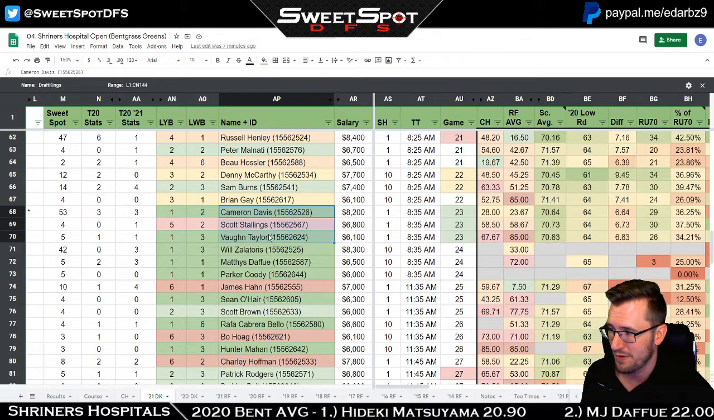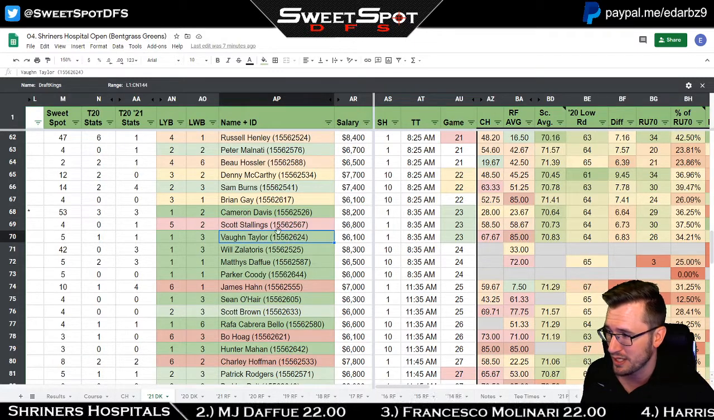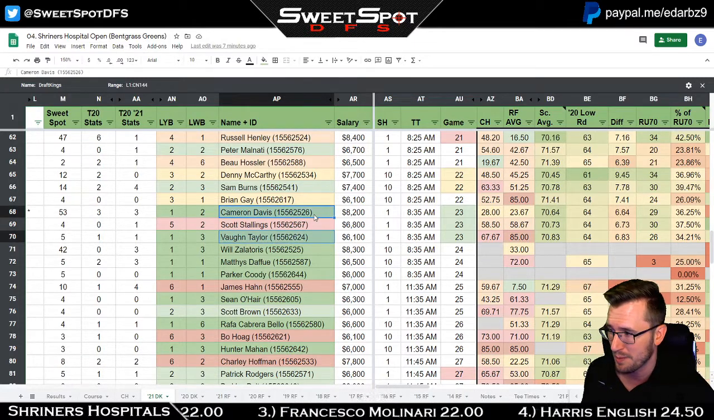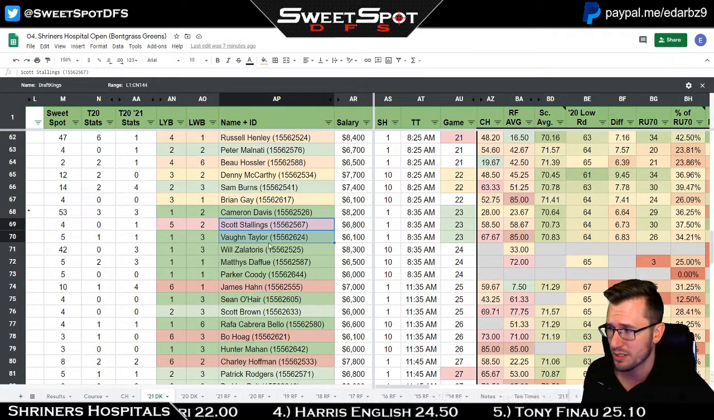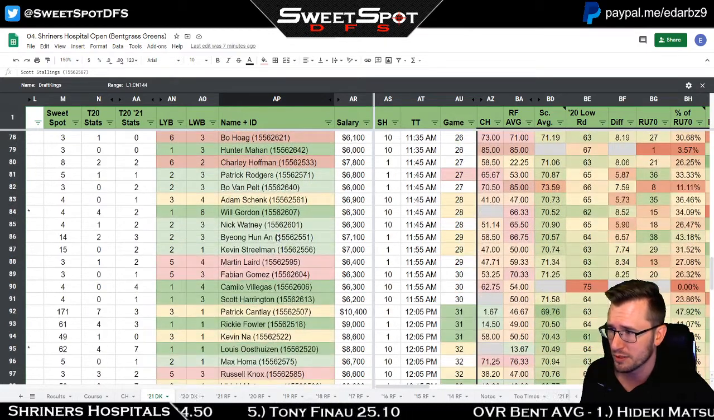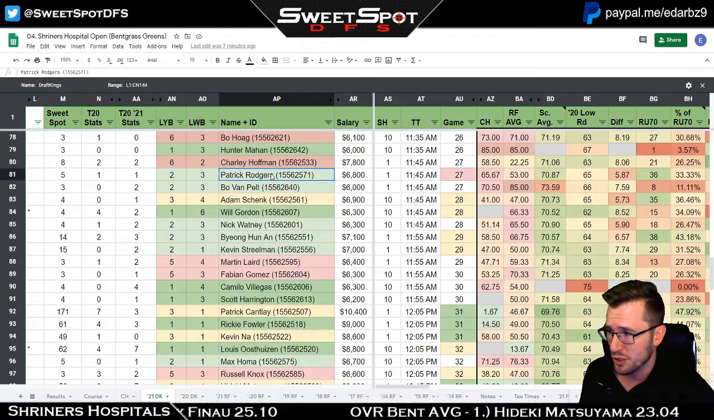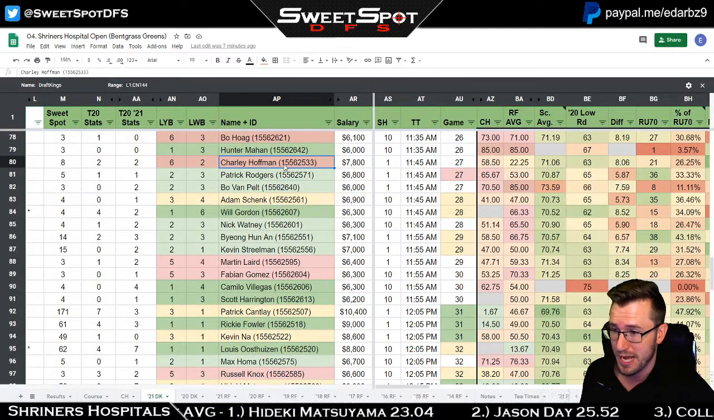Again, you're not going to find a lot of these combinations together. So, if you want a couple 6K guys, Vaughn Taylor and Scott Stallings, pair them up with Cam Davis, or maybe pair these two guys up. And then you have a lot that you can do with your lineups. I think that is actually a viable strategy. I do like Patrick Rogers. He's playing with Charlie Hoffman, which isn't a bad thing at all.